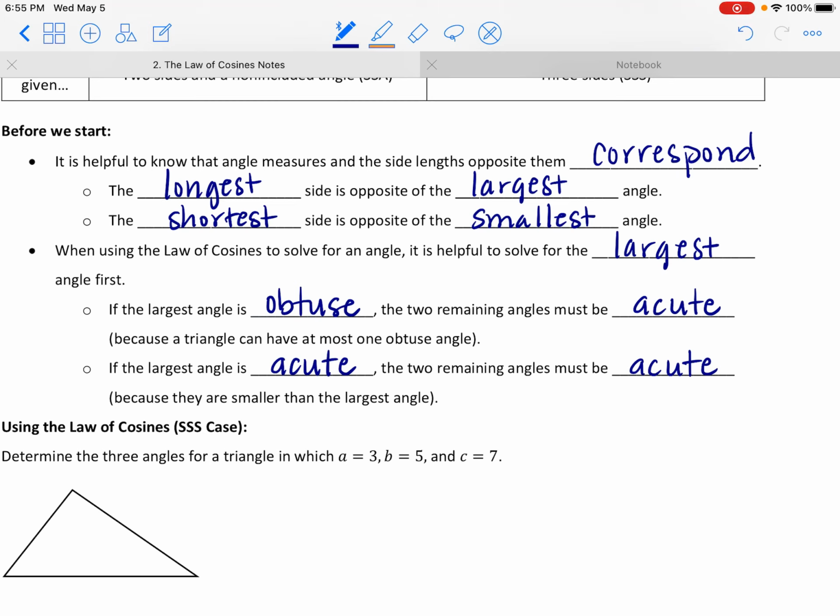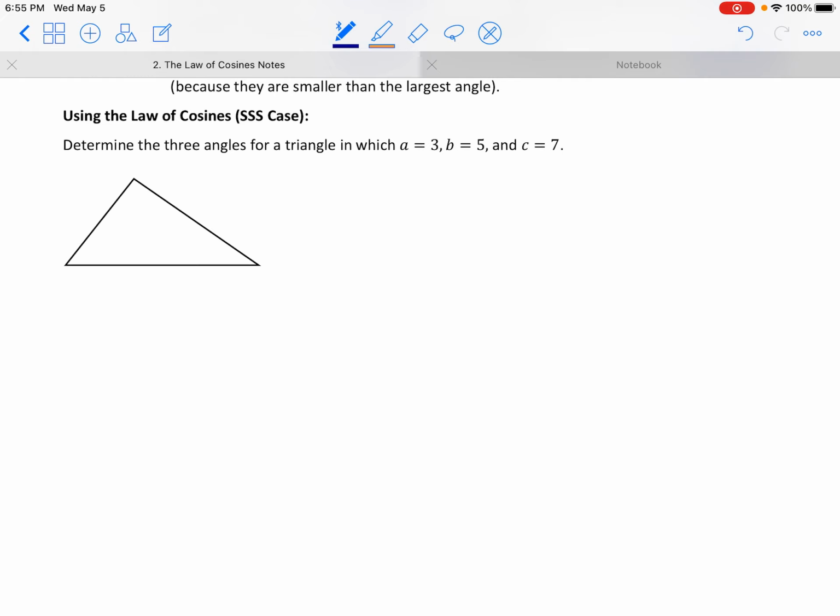Let's see if we can use the law of cosines to find the three missing angles in this triangle. So it says determine the three angles for a triangle in which a is 3, b is 5, and c is 7. So I'm going to call this 3 and 5 and 7, and this picture isn't necessarily to scale. I just put a triangle there for helpful reasons. Okay, so trying to be helpful.